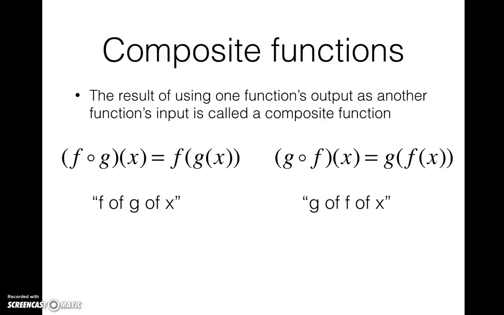The following presentation is about composite functions and function operations. A composite function is the result of when we use one function's output as another function's input. The notation you can see for composite functions below. The way we pronounce this is f of g of x, which means we plug the g function into f, or we can have g of f of x, which means we plug the f function into the g function.